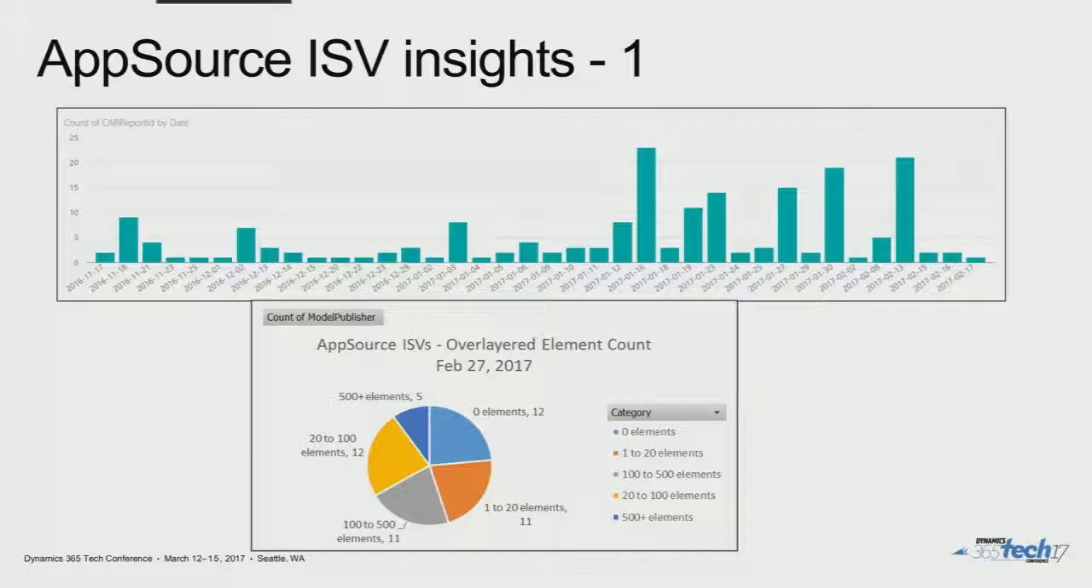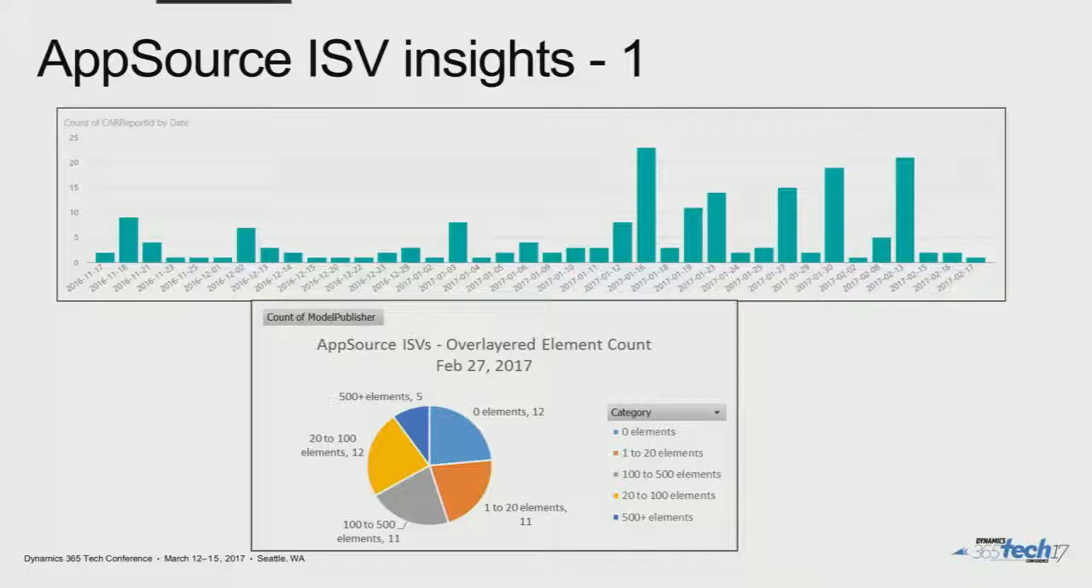The bottom pie chart shows you the breakdown of the ISVs, not the apps, but the ISVs, and how many overlayered elements they have. So if you look at the blue and the orange on the right, that tells us that almost half of the ISVs have less than 20 overlayered elements. So really in great shape for our initiative here.